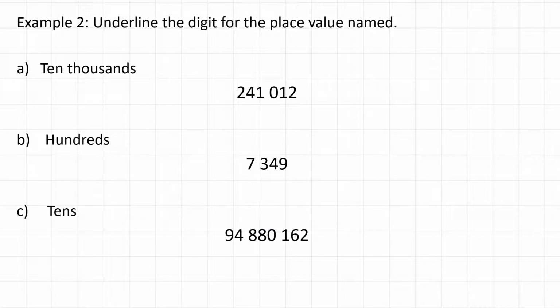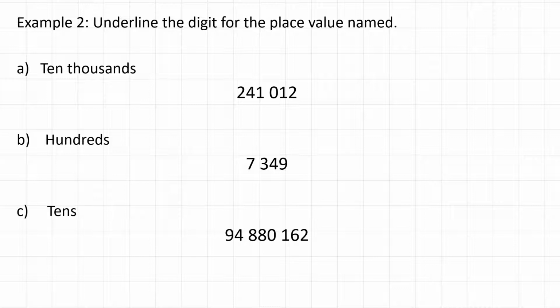In this example, we're asked to underline the digit for the place value named. In A, we're asked to underline the 10,000s place. Before we determine which the 10,000s place is, I'm going to practice reading this number out loud. You'll be doing this in the next couple of lessons, so I really want you to start practicing it as you see these numbers. So this number right here is 241,012, and we're asked to underline the 10,000s place.